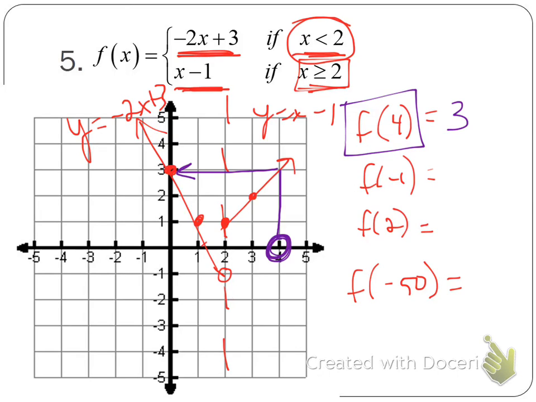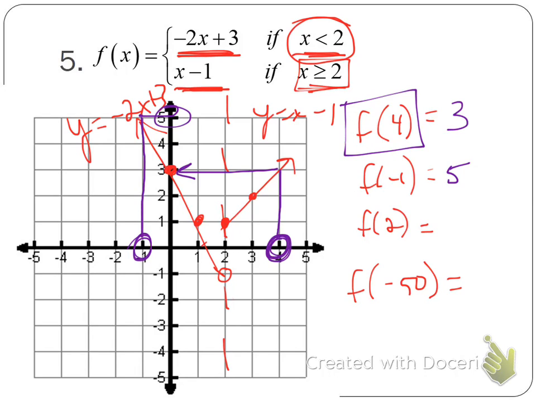I do it again for f of negative 1. So I'll go to negative 1 on the x-axis. I want to move to the graph, and I have to move up to get to the graph, and this graph is not perfectly straight. It should go all the way up here to 5. I look over to the y-axis to see what output goes with that x, and it's a 5, so the value of the function is 5.